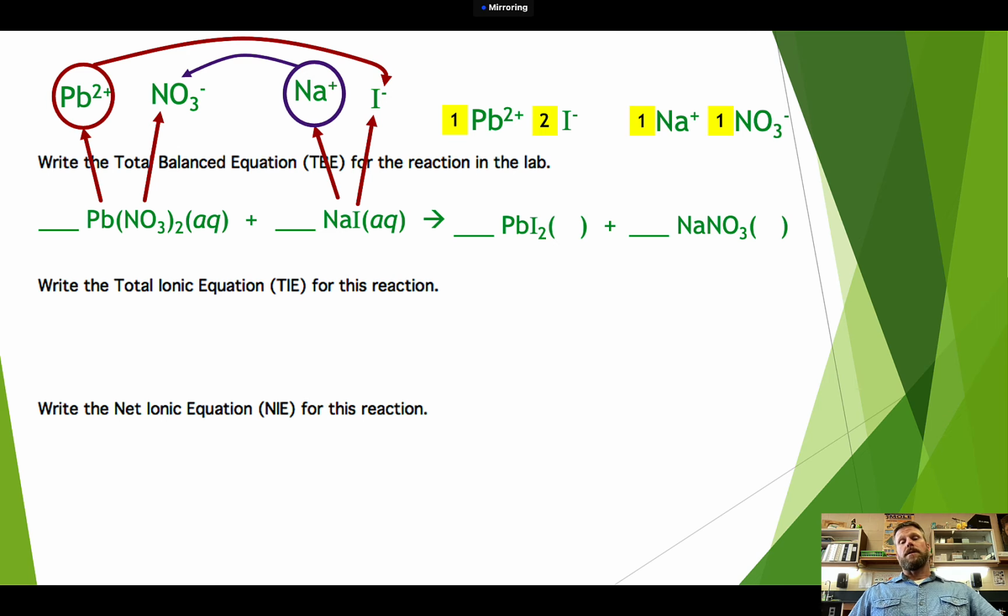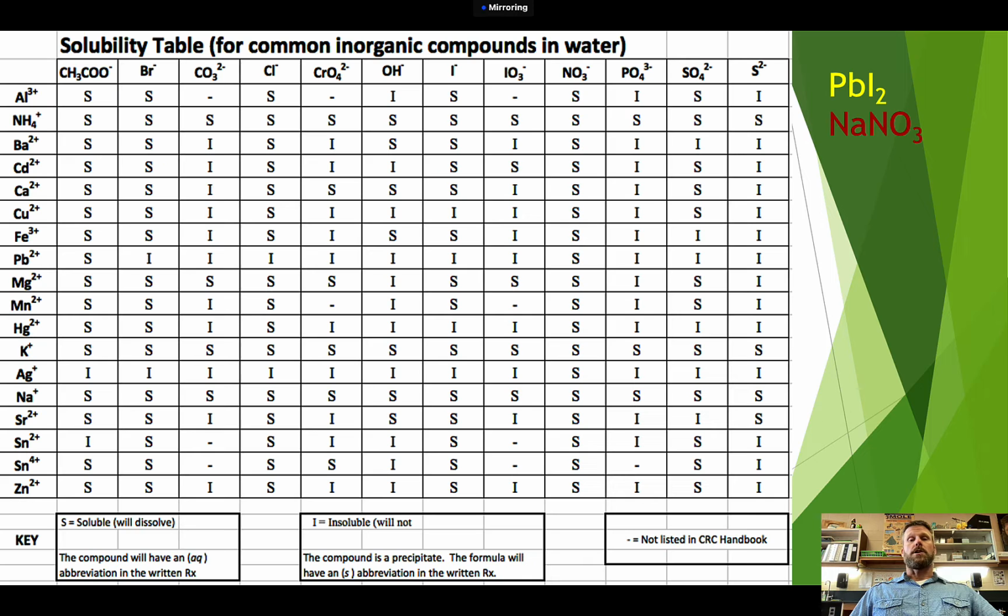Before I balance it, I'm going to figure out, is PbI2 the solid or is it AQ? Is NaNO3 a solid or is it an AQ? For that, we're going to use the back of our ion table. In the rows, I have all the cations that we might use in this class. And in the columns, I have all the anions we might use in this class. So for lead 2 iodide, I'm going to find Pb2+ in the row. I'm going to find I- in the column, and I'm going to go to where they intersect.